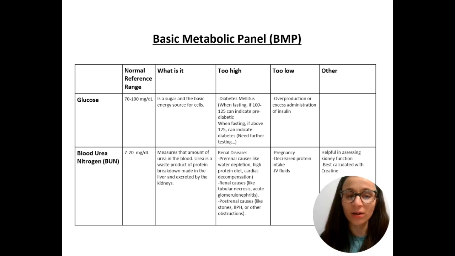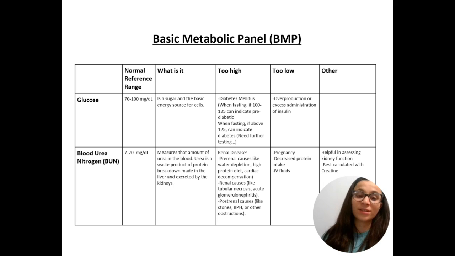So causes that could cause the BUN to be elevated are renal causes. Like I just said, urea is a waste product that is excreted by the kidneys. So if it's staying in you and it's elevated, then the kidneys are not doing their job to excrete it. So that's why you'll have renal causes for reasons why it's too high.